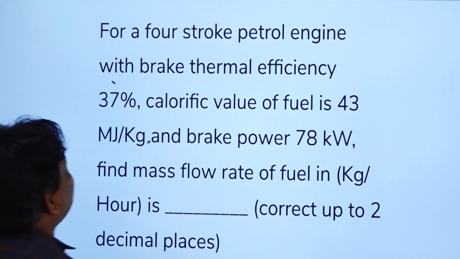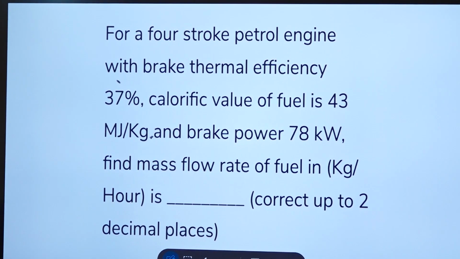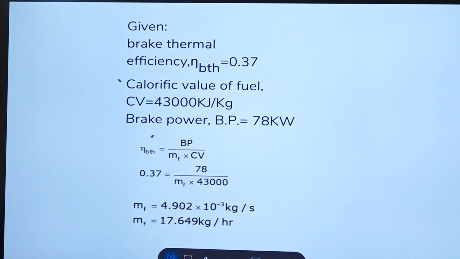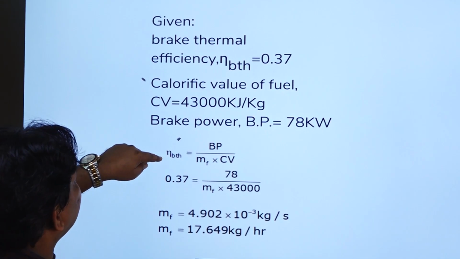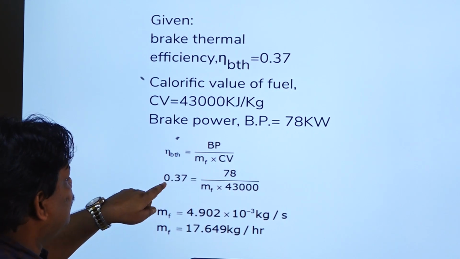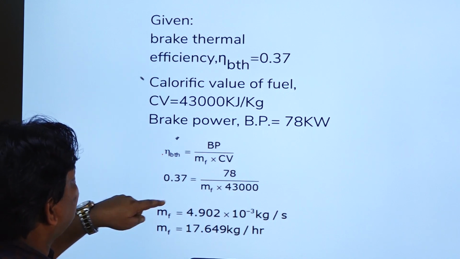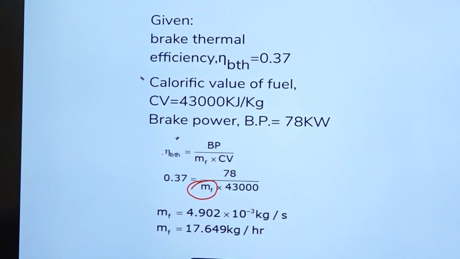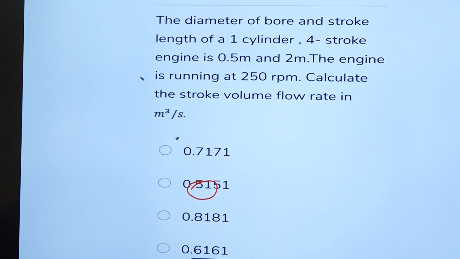So the next one: for a 4-stroke petrol engine with brake thermal efficiency of 37%, calorific value of 47 megajoule per kilogram, and brake power of 78 kilowatt, you have to find the mass flow rate, corrected up to 2 decimals. The brake thermal efficiency is BP divided by mass of the fuel into calorific value. Efficiency and calorific value are given, so the only unknown is the mass of the fuel. You can easily find it: 17.65 kilogram per hour.